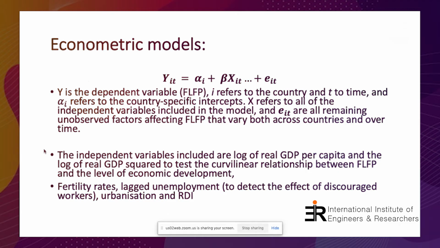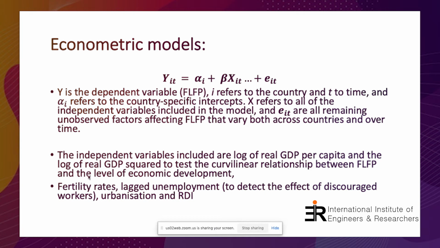Okay, so here are the econometric models we use. We use the random effects estimator, where Y is the dependent variable, i refers to the country and t to the time, and alpha refers to the country-specific intercepts, and so on and so forth. In terms of the independent variables, we included the log of real GDP per capita and the log of real GDP squared, to test the curvilinear relationship between female labor force participation and the level of economic development.